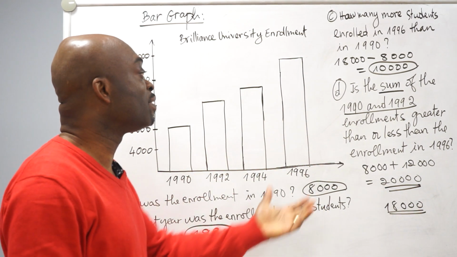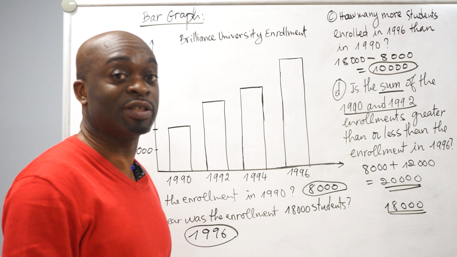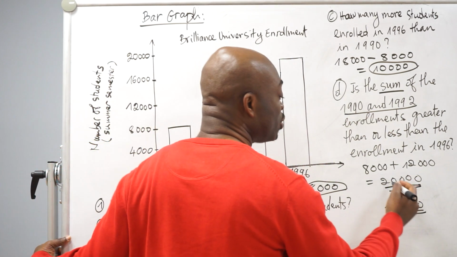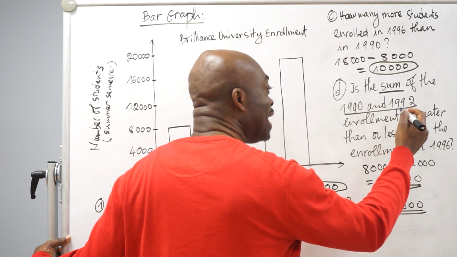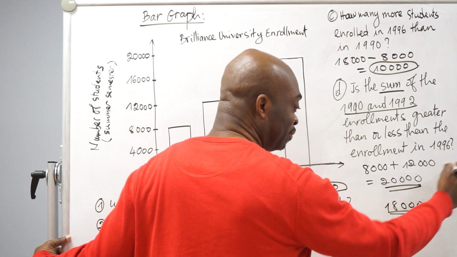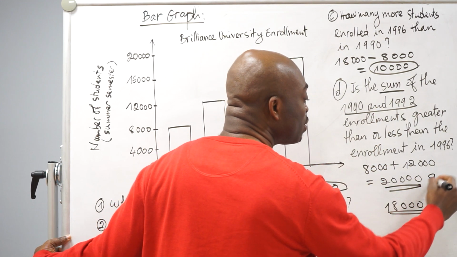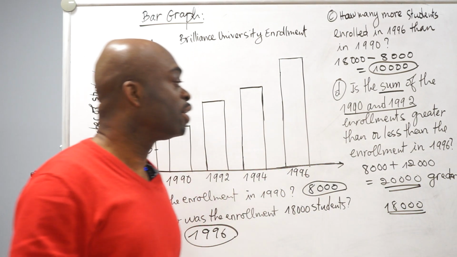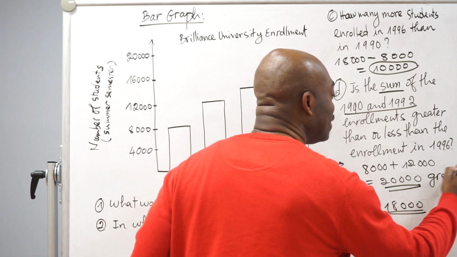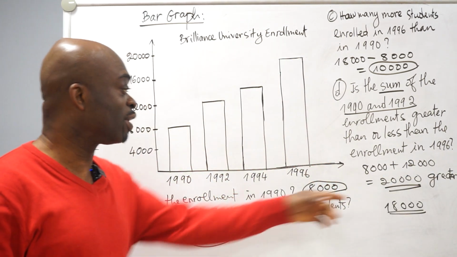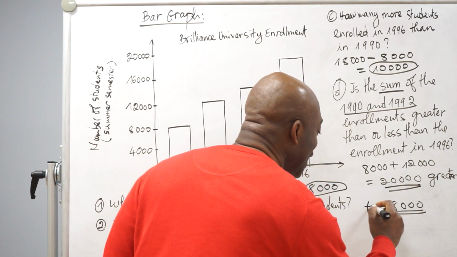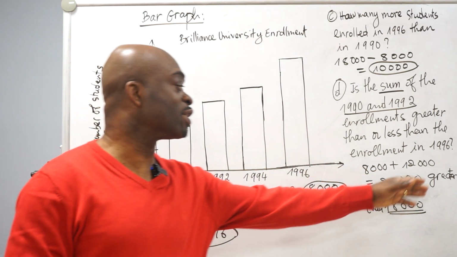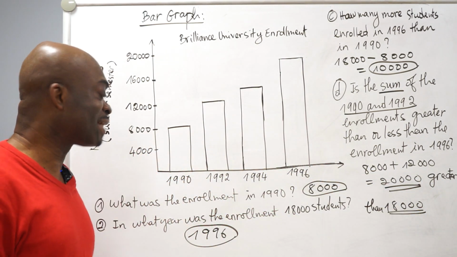Is the sum of 1990 and 1992 greater than or less than 1996? The sum of 1990 and 1992 is greater. It's greater than this one here, and that's it, finished. You can put that if you want to be explicit about it: 20,000 is greater than 18,000. And that's it, ladies and gentlemen.